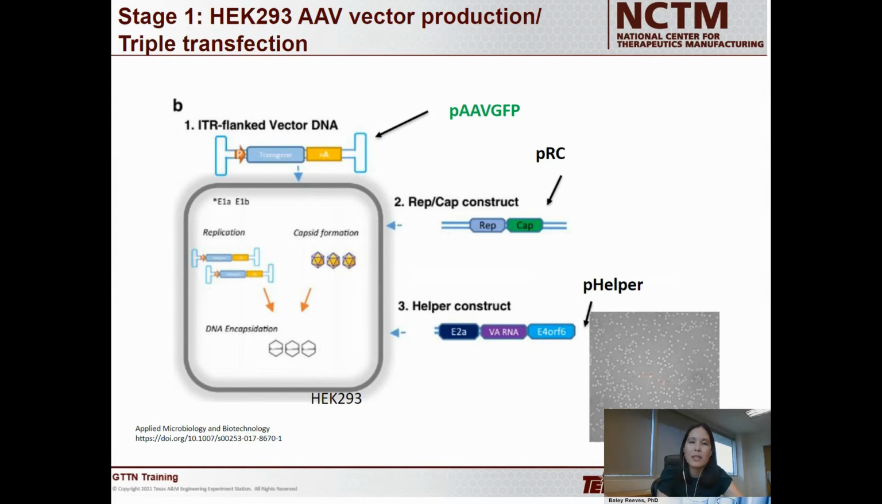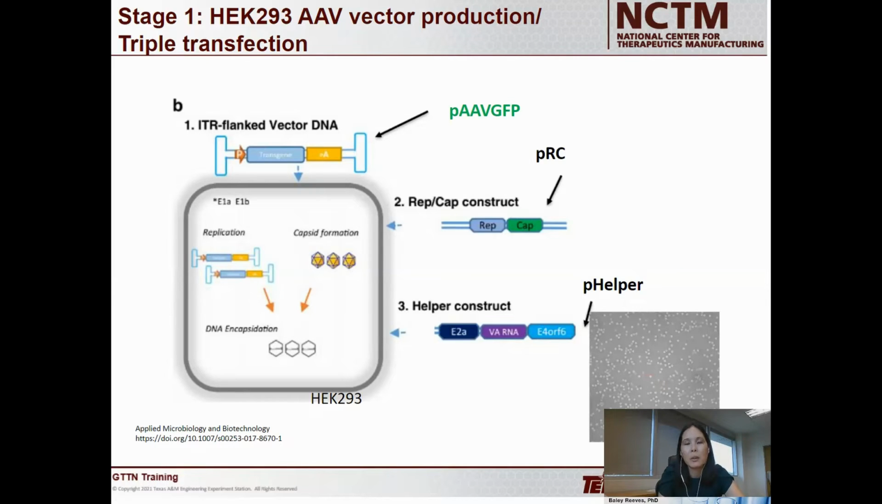So a little bit more detail about the different stages. Stage 1, again, is your upstream production using either a HEK 293 or an insect cell line, Sf9, in order to produce our AAV2 vectors. We use a triple transfection process, so we have 3 plasmids that are being transfected.